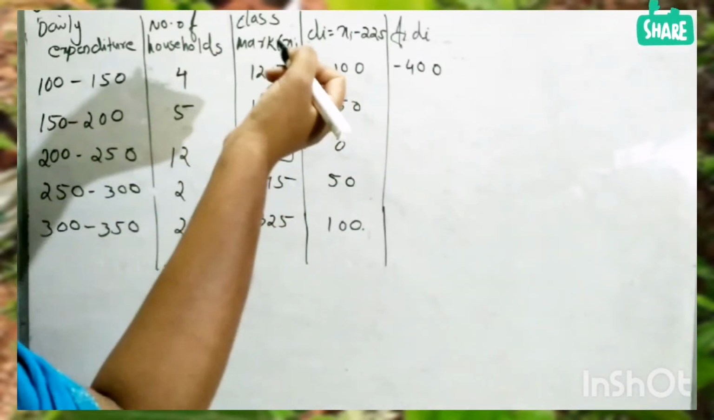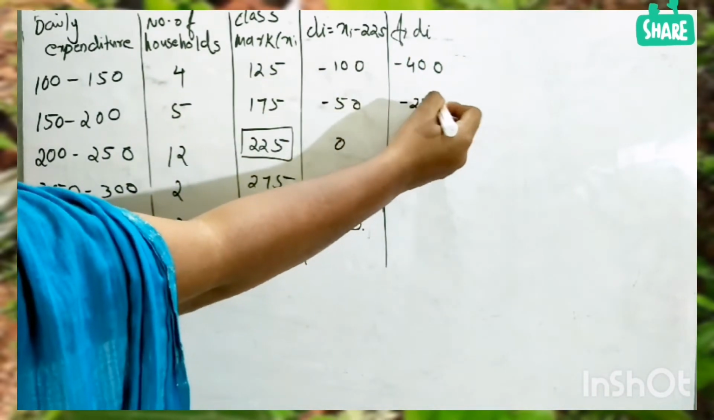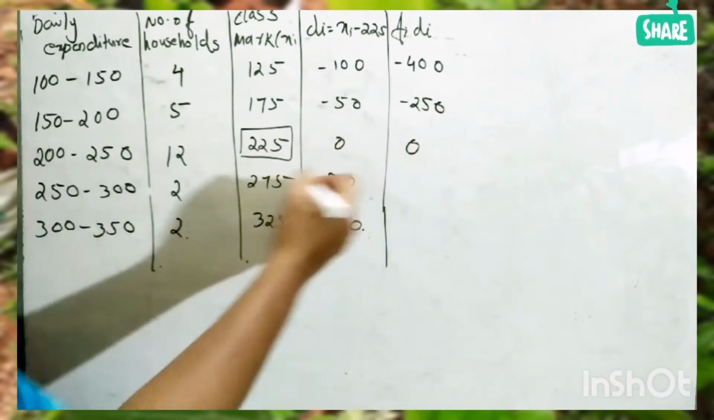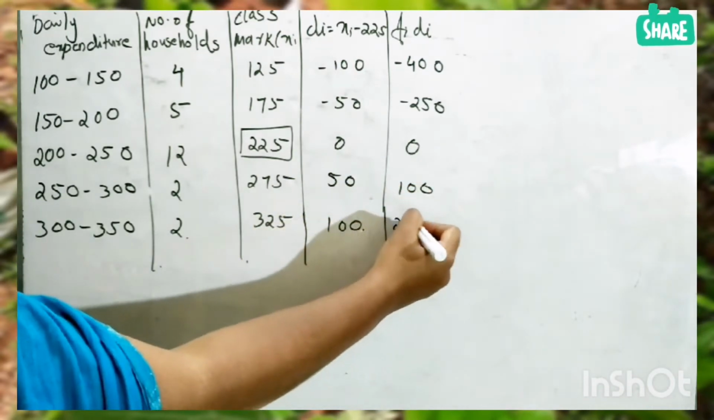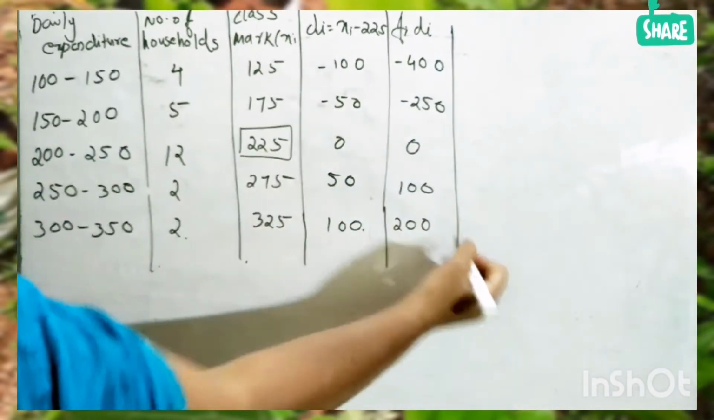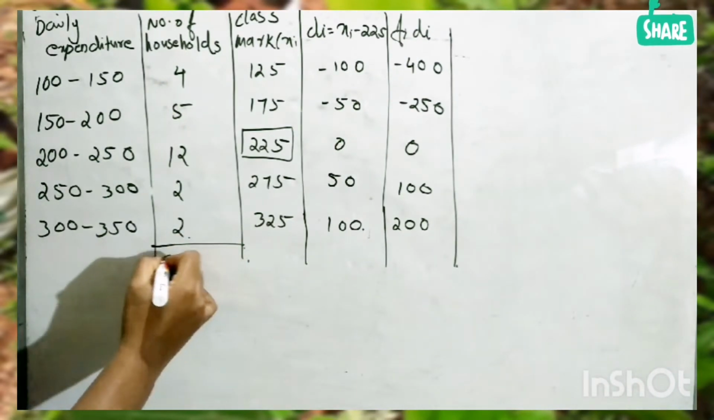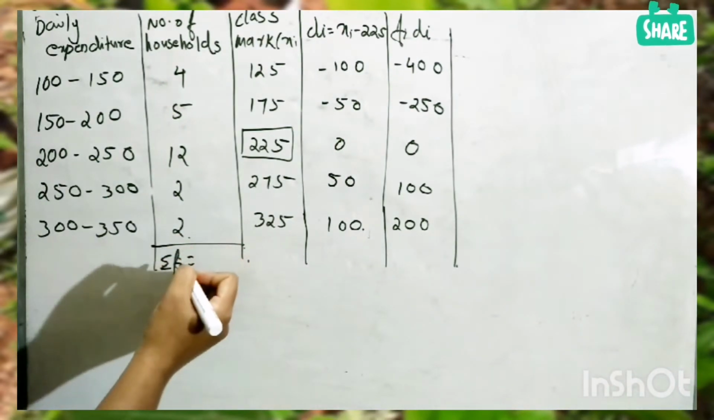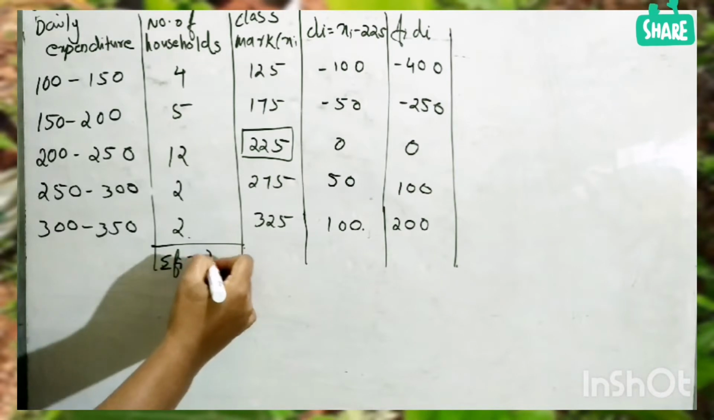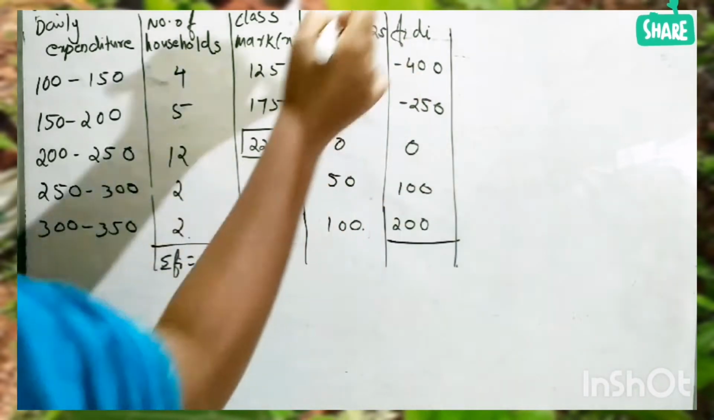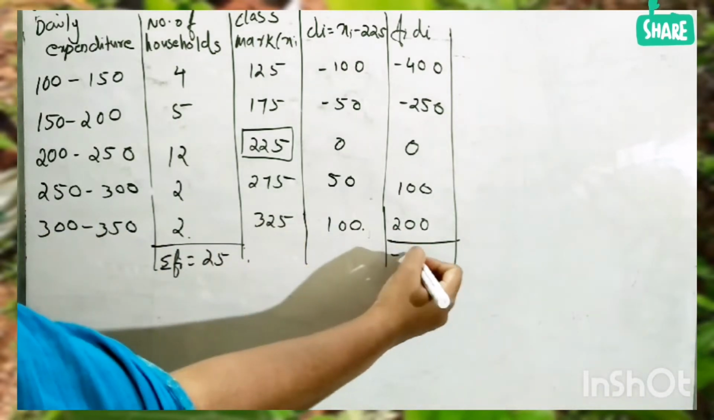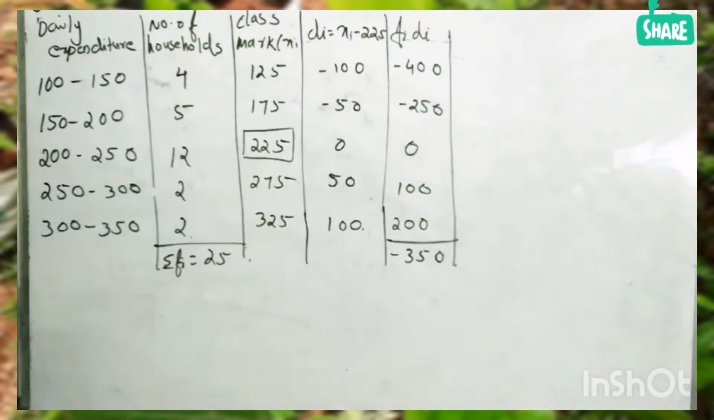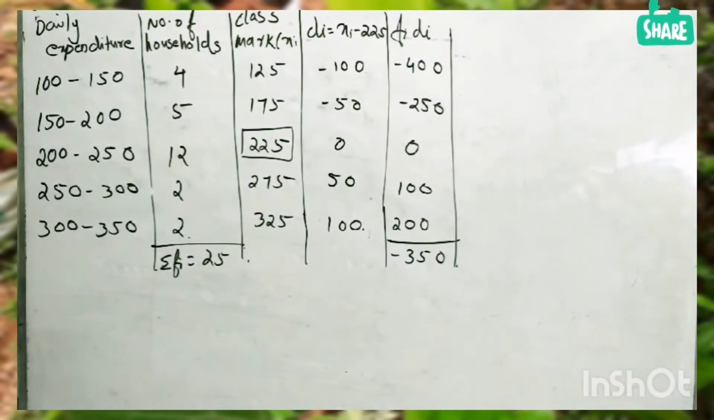And fi di: 4 into minus 100, that is minus 400. 5 into minus 50, that is minus 250. 12 into 0, 0. 2 into 50, 100. 2 into 100, 200. And the summation fi that we will get is 25. And the summation of this column fi di is equal to minus 350.